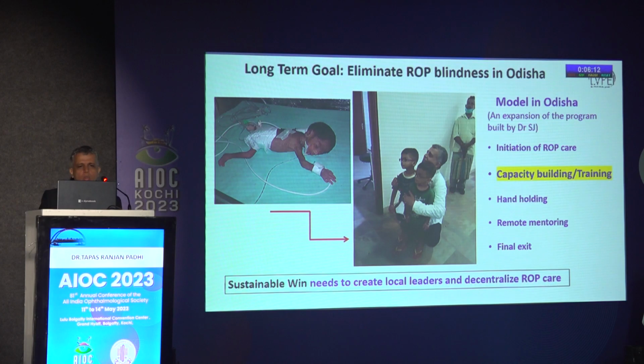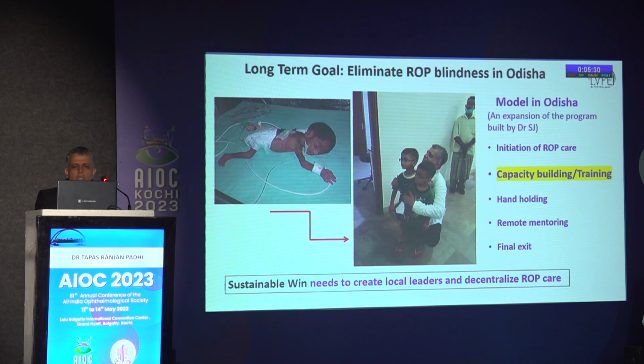Now our goal was to eliminate ROP blindness in the state of Odisha. We know that we can't make it zero, but we can go as close to zero as possible. Our aim is that none of these babies go blind. And the model that we followed in Odisha, we realized that for a sustainable win, there need to be local leaders, and care needs to be decentralized. Otherwise, the huge gap between availability and need is going to remain a challenge to us.